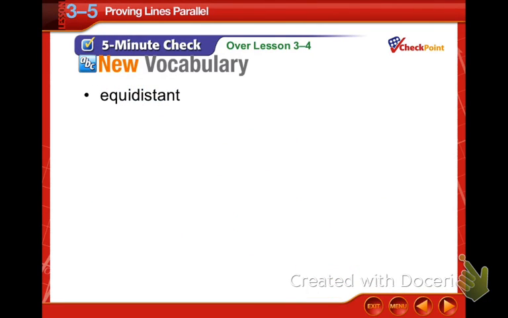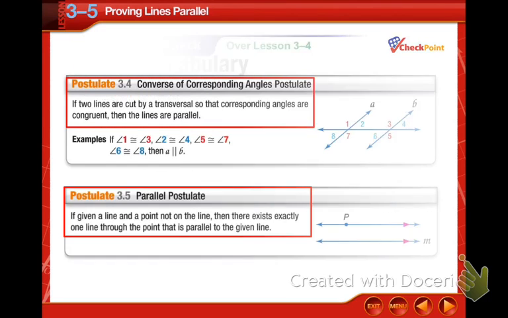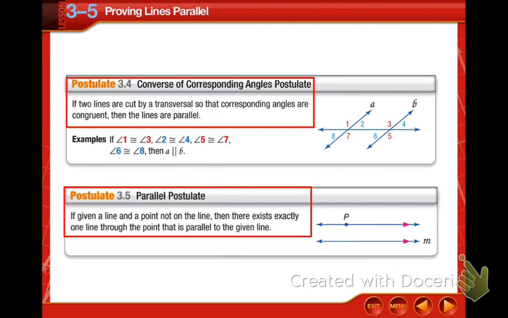So our vocab word for today: equidistant. The converse of the corresponding angles postulate says if two lines are cut by a transversal so that the corresponding angles are congruent, then the lines are parallel. So we're just reversing. Remember, converse means the if becomes the then and the then becomes the if. So the corresponding angles postulate says if two lines are parallel, then the transversal cutting them, the corresponding angles are congruent. Sorry about the jumbling of the words there.